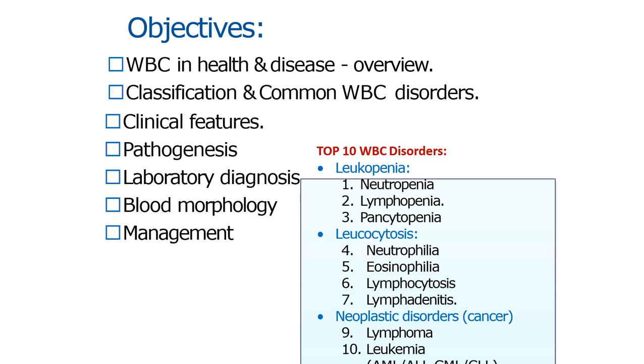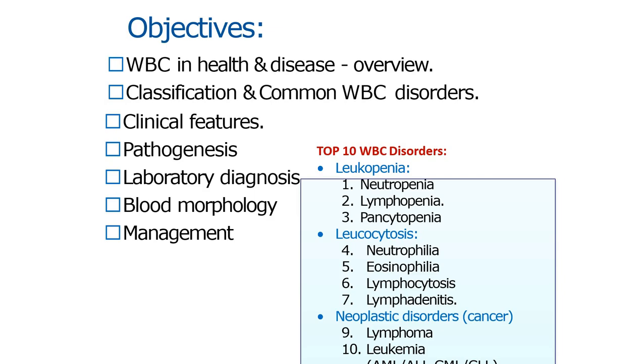And next, in all of these conditions, let that be non-neoplastic or neoplastic, what are the various clinical features? That is, how does the patient present? What is the pathogenesis? What is causing or leading to the abnormalities of the WBCs? The lab diagnosis: how do we identify the condition, just by looking at the CBC or by looking at the peripheral smear, and how does it help in diagnosing the disease?